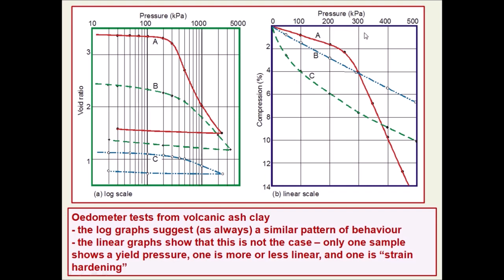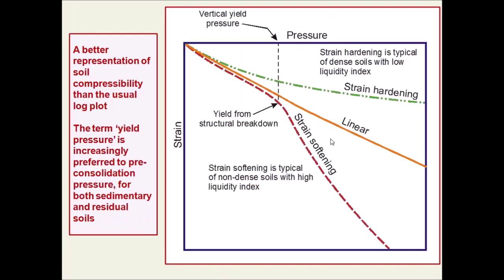When you plot this data on a linear plot, you'll see that the behavior is quite different. Only this one here, A, shows a yield pressure. B is more or less a straight line, and C is sort of steadily becoming stiffer as the load is applied. The linear graphs show that there is no pre-consolidation pressure. Only one sample shows a yield pressure, one is more or less linear, and one is strain hardening.